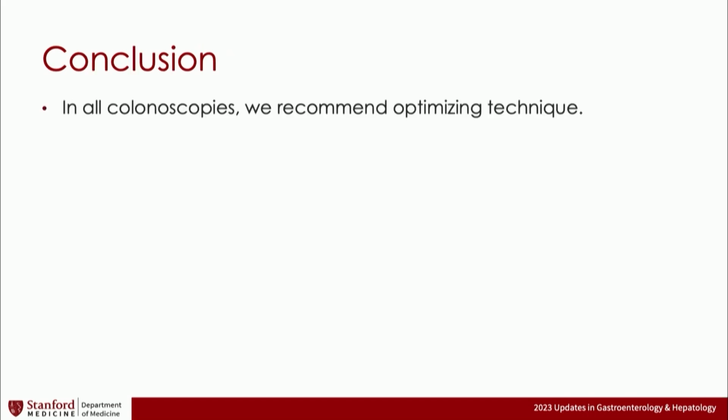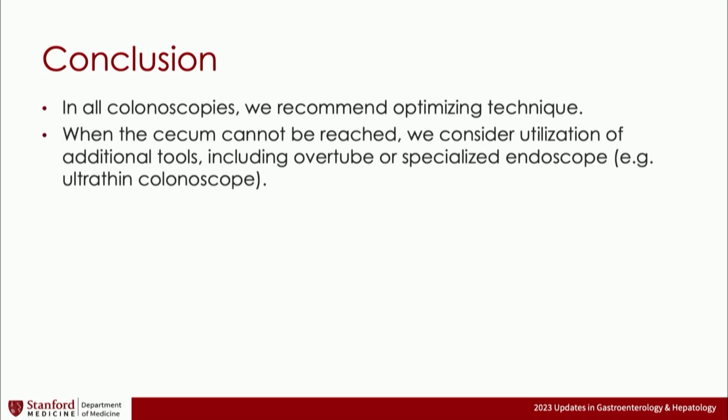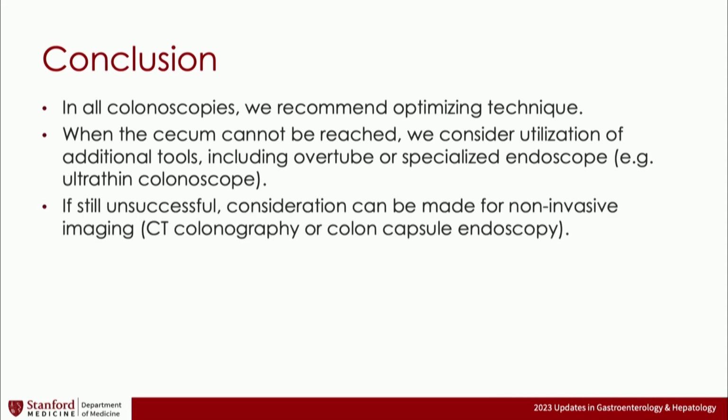So in conclusion, in all colonoscopies, we recommend optimizing technique by minimizing insufflation, optimizing sedation, optimizing belly pressure, and minimizing looping. When the cecum cannot be reached despite optimal technique, we consider utilization of additional tools, including the overtube as well as specialized endoscopes, such as the ultra-thin colonoscope. If this remains unsuccessful, then we consider use of non-invasive imaging in the context of CT colonography or colon capsule endoscopy. Thank you.